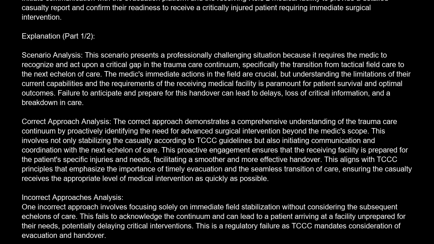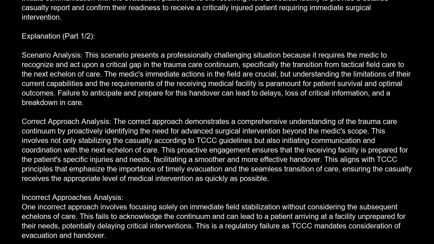Explanation. Scenario analysis. This scenario presents a professionally challenging situation because it requires the medic to recognize and act upon a critical gap in the trauma care continuum, specifically the transition from tactical field care to the next echelon of care. The medic's immediate actions in the field are crucial, but understanding the limitations of their current capabilities and the requirements of the receiving medical facility is paramount for patient survival and optimal outcomes. Failure to anticipate and prepare for this handover can lead to delays, loss of critical information, and a breakdown in care.